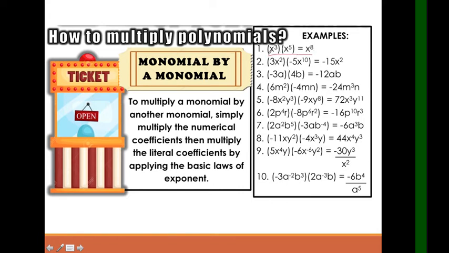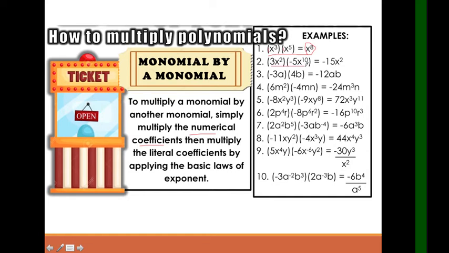Example 1, meron tayong x cubed and x raised to 5. Again, sabi, just simply multiply the numerical coefficient, okay, and apply the laws of exponents, no? So, add the exponents. So, ang alam natin, yung x, meron siyang 1 na numerical, di ba? So, 1 times 1 is 1. So, kaya hindi na natin siya isulat, pwede naman. And then we have x, 3 plus 5 is 8. So, yun na yung answer natin for this example.